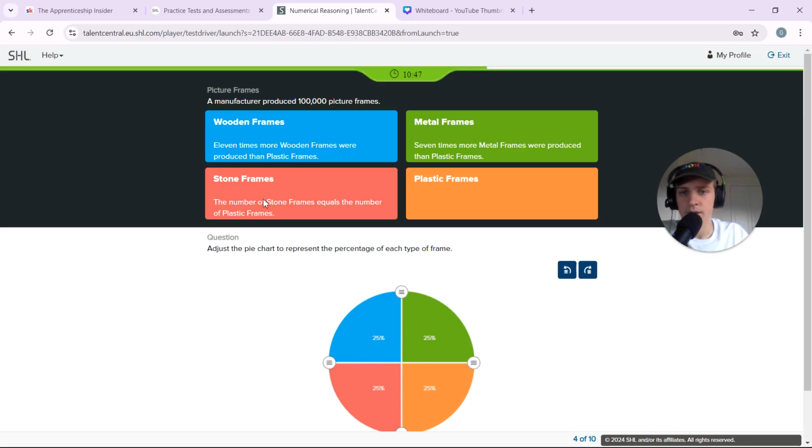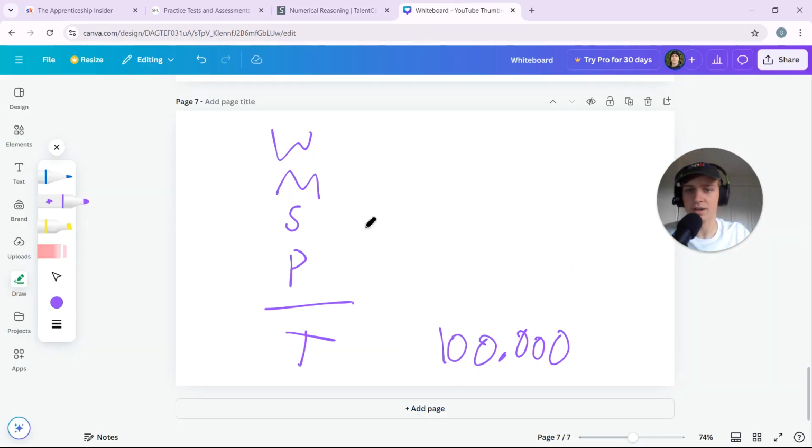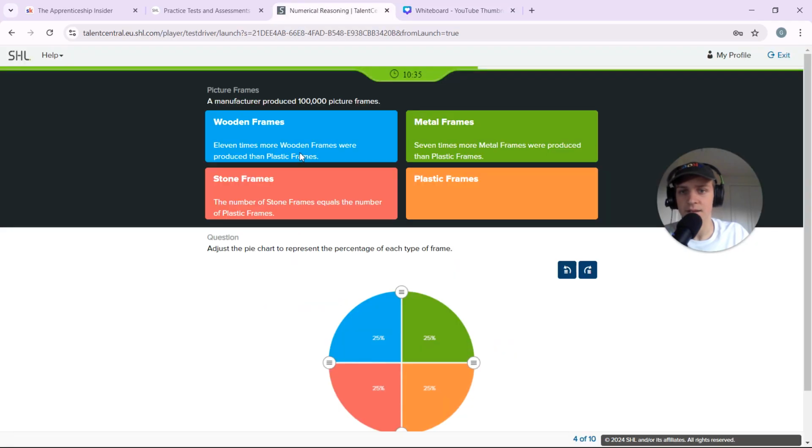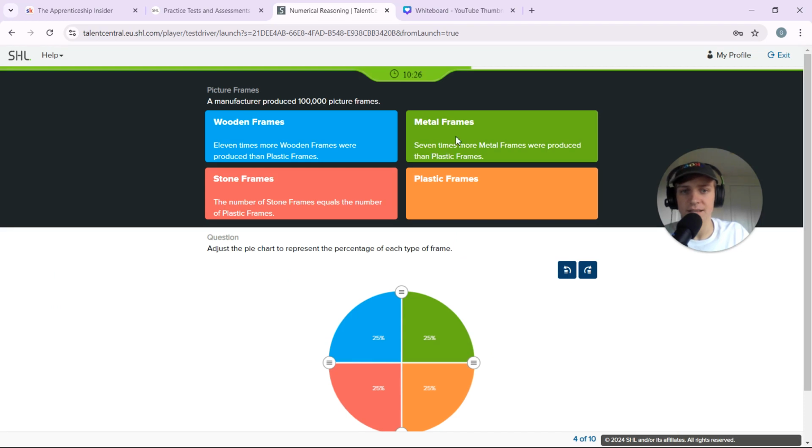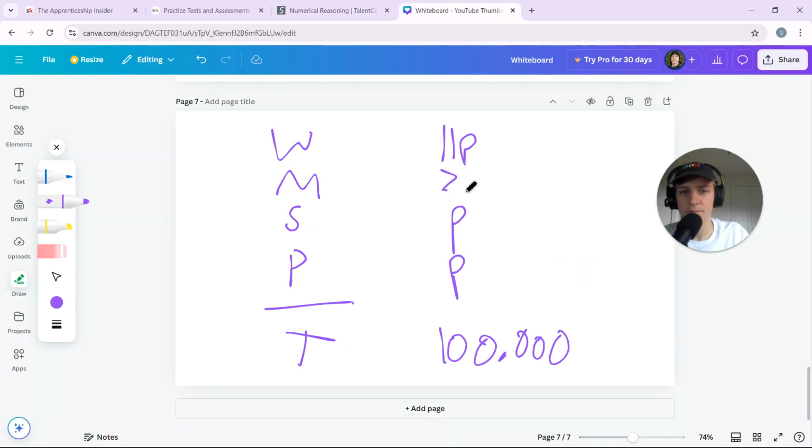The number of stone equals the number of plastic. So the number of plastic is P, and the number of stone is P. 11 times more wooden frames were produced than plastic, so wood is 11 times P, which we can write as 11P. And metal frames is 7 times more than plastic, so metal is 7P. That's essentially how the parts are going to work.